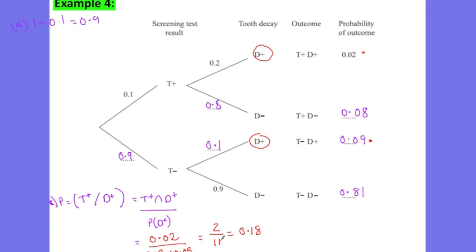Why? Justify your answer. Because out of every 11 that got tooth decay, given that they had tooth decay, only 2 were predicted to get it. So for those 2 marks, saying no, not a good predictor, and then justifying why.